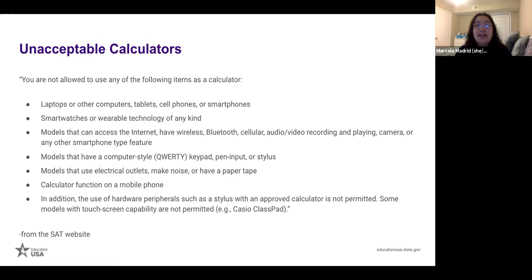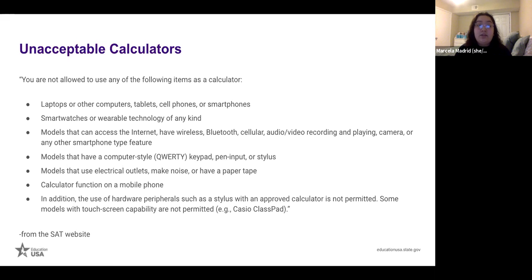Another is models that can access the internet, have wireless, Bluetooth, cellular, audio, video recording and playing, camera, or any smartphone type features. So it has to be exclusively a calculator. Also not allowed are models that have a computer style keyboard, pen input, or stylus, models that can use electrical outlets, make noise, or have a paper tape function, and calculator functions on a mobile phone. Again, you can use a phone calculator right now when you do practice questions, but not when you're taking the actual SAT.